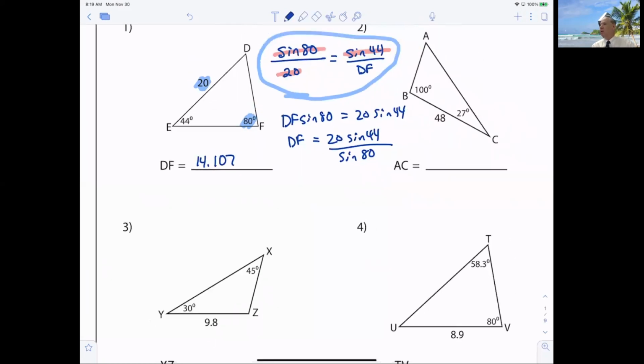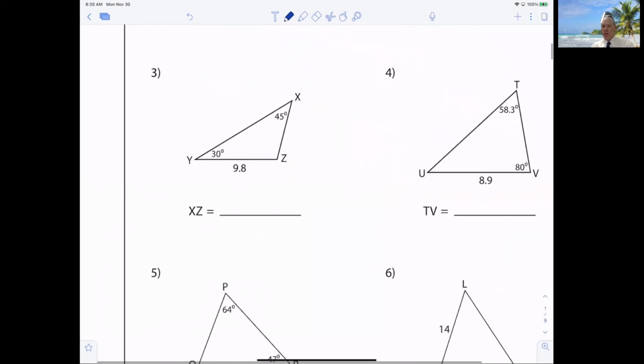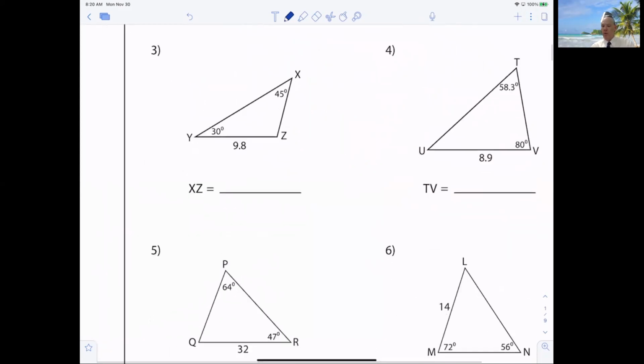It's super easy. It's just a new formula. Tomorrow we learn the law of cosines. Just because I gave you a bunch of work, we're just going to go down and do number 3 now.